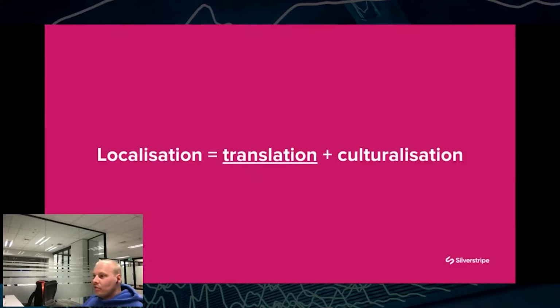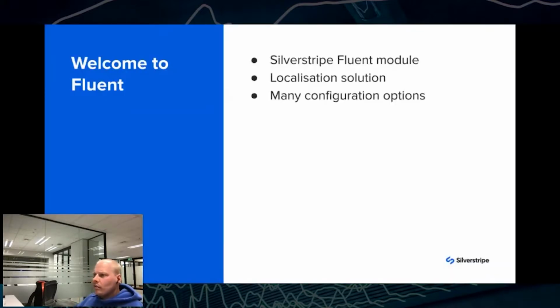We can now talk about the first part of the localization formula, which is translation. I'm going to showcase the use of the Silverstripe Fluent module, which is a localization solution, but it's obviously not the only solution. But we find it's quite convenient, and it covers quite a lot of variety of needs. The module has quite a few configuration options, though. So the challenge is to figure out what best suits your project.